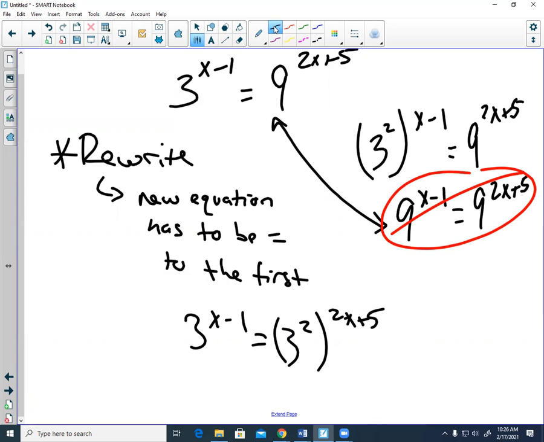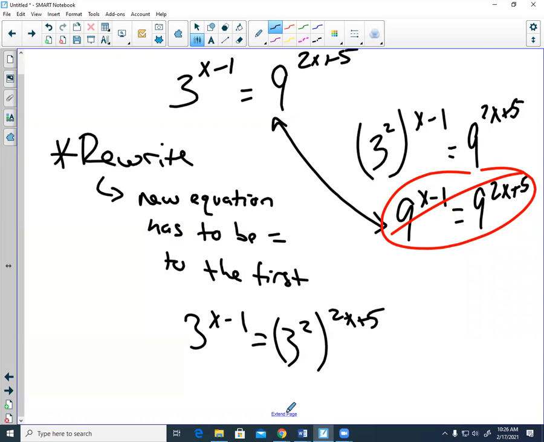But if you look at this one, are this equation down here and this equation up here equal to each other? Technically they are, right? Because it says 3 to the x minus 1, that checks out, same exact thing. 3 squared is 9 to the 2x plus 5. Every single thing about this is the exact same, except it looks a little bit different, okay?